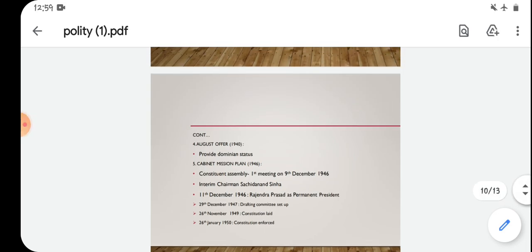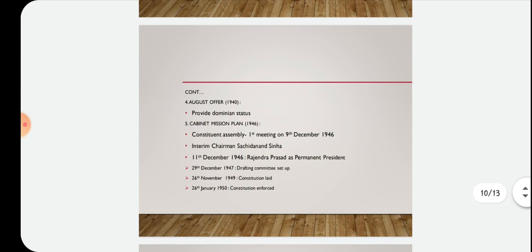What was the role of this Drafting Committee? Its role was to draft our Indian constitution. This Drafting Committee was under the chairmanship of a very famous personality known as Dr. B.R. Ambedkar. When we discuss polity, reservations or anything, the first picture that strikes our head is Dr. B.R. Ambedkar. Later, on 26th November 1949, the constitution was adopted, but it was enforced throughout the country on 26th January 1950.